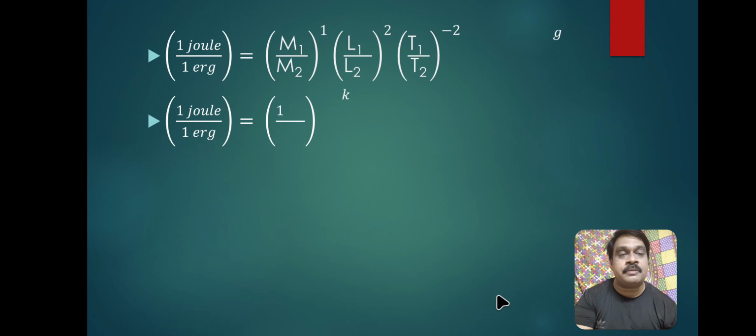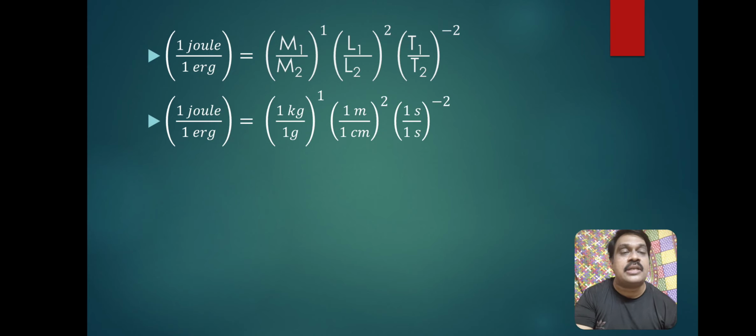So I am going to substitute the values. m1 is 1 kilogram, m2 is equal to 1 gram. Similarly L1 is equal to 1 meter and L2 equal to 1 centimeter. Then T1 is 1 second and T2 is equal to 1 second. So it is 1 kg by 1 gram whole power 1, 1 meter by 1 centimeter whole square, 1 second by 1 second whole power minus 2.